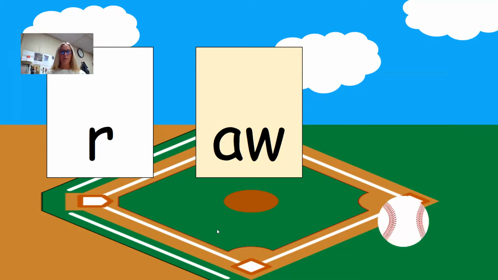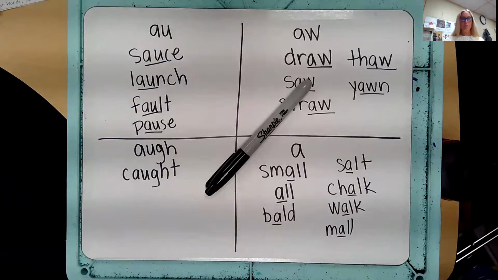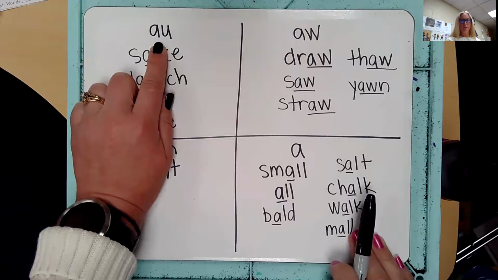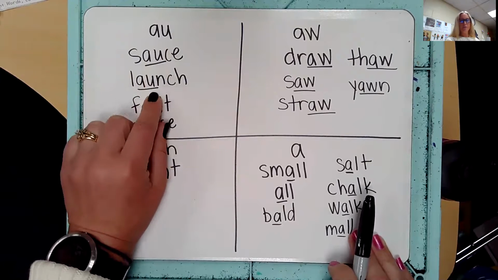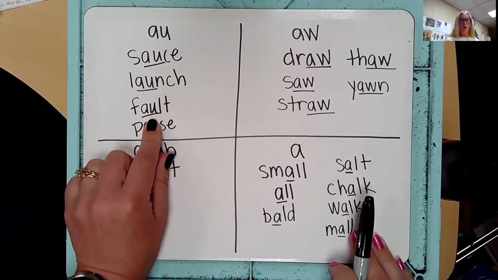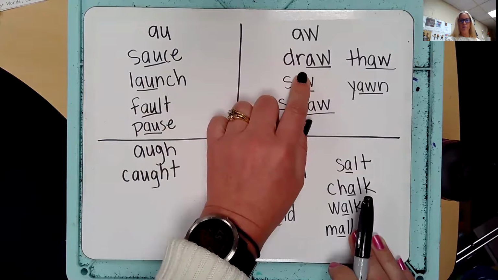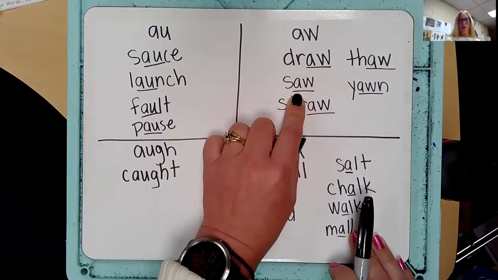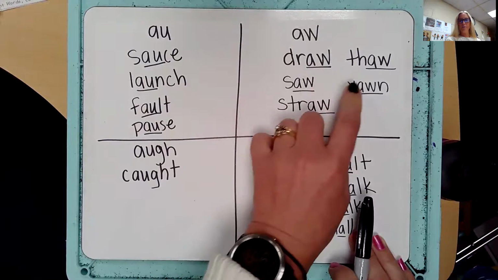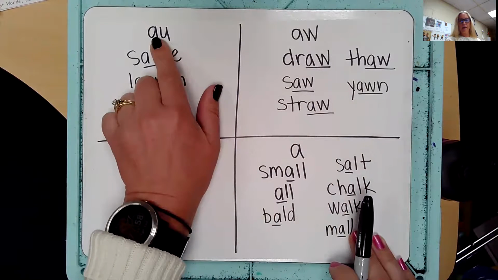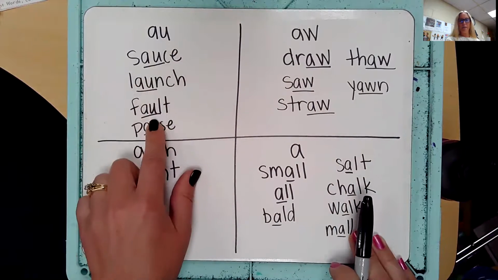Awesome. All right, before we go, let's take a moment. It's going to be important to practice our new words and our new sounds. So let's take a moment to fluently read. Remember, we have 4 ways that we learn to say the aw sound. AU is first. Let's go through. Sauce, launch, fault, pause. Then we had AW. Here we go. Draw, saw, straw, thaw, and yawn.